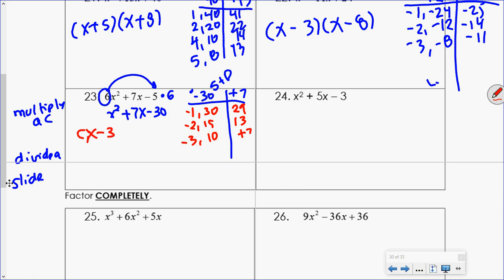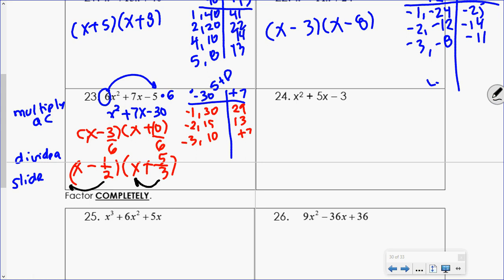x minus 3 times the quantity of x plus 10. Okay? Divide both sides by that number I multiplied, which is 6. Simplifying, I get x minus 1/2 times the quantity of x plus 5 over 3. And I do want to slide this back over. So my final answer is 2x minus 1 times the quantity of 3x plus 5.